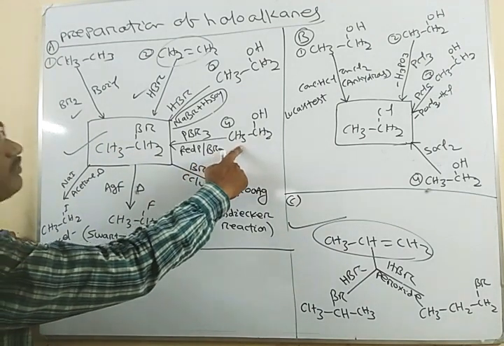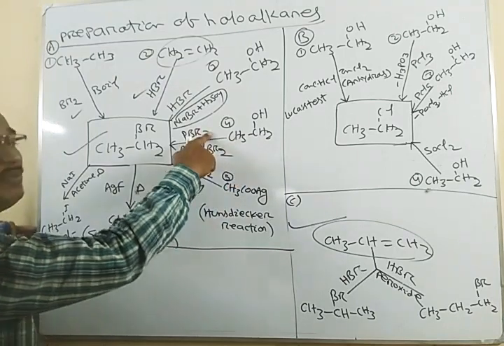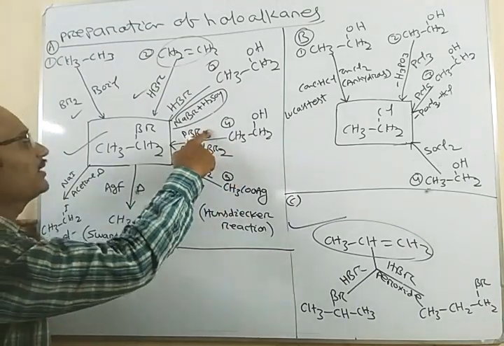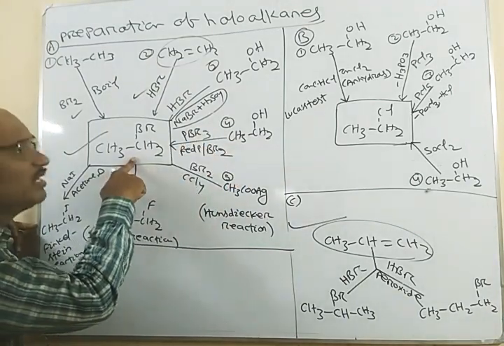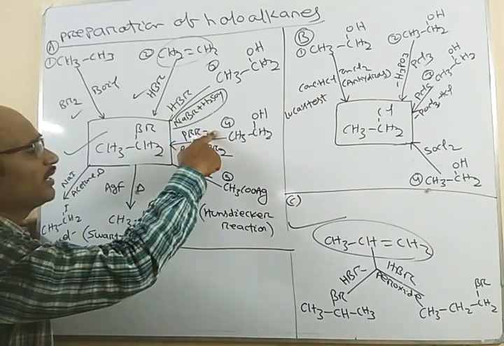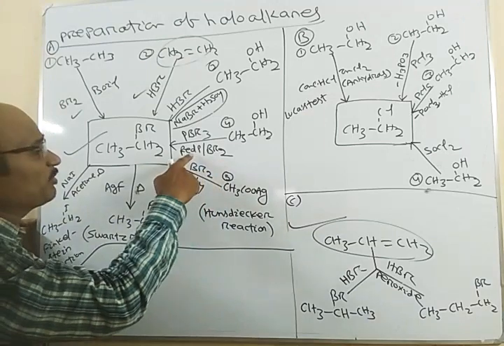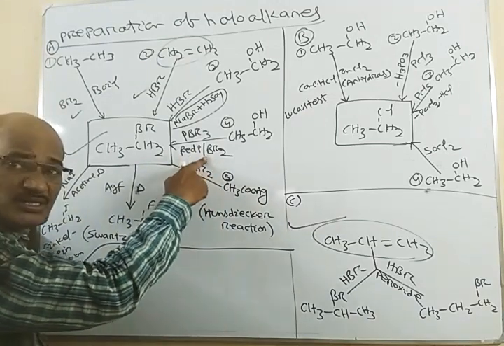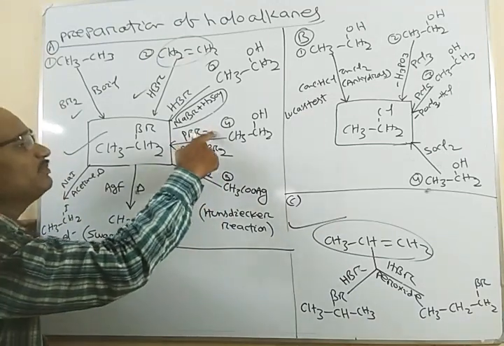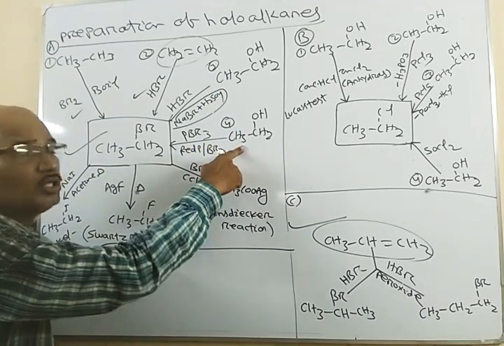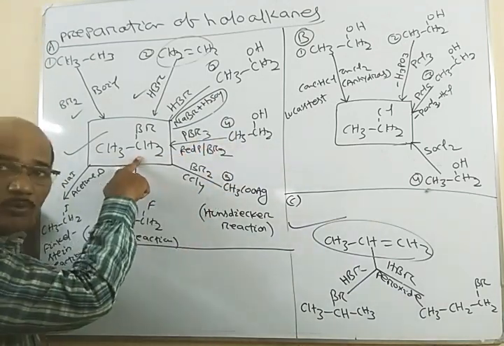Again, from alcohol, by adding PBr3, I can also get CH3CH2Br. For this PBr3, I have to take red P and bromine. So when I take red phosphorus with bromine, I will get PBr3. This PBr3 will react with ethyl alcohol to give ethyl bromide.